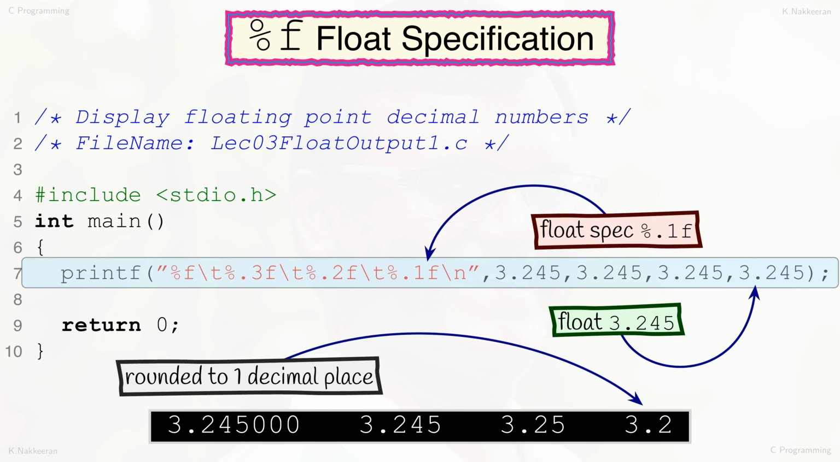For %.1f specification 1 decimal place will be displayed. 3.245 has 3 decimal places numbers and hence it will be rounded off to 1 decimal place. In 3.245, second decimal number is less than 5, hence, 1 decimal place round off will keep the first decimal place number 2 as 2 itself. So, in the output provided float number 3.245 will be displayed as 3.2 after 1 decimal place round off.